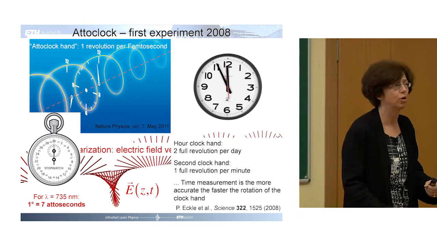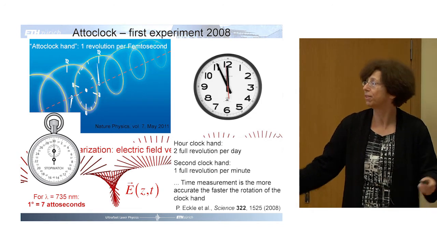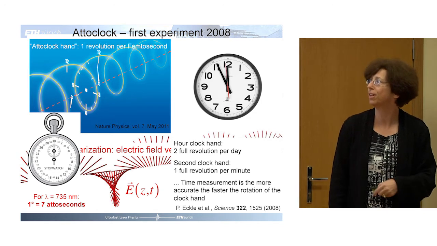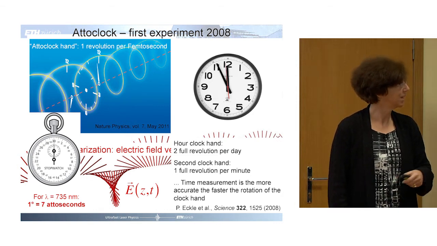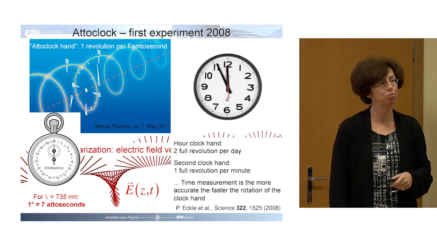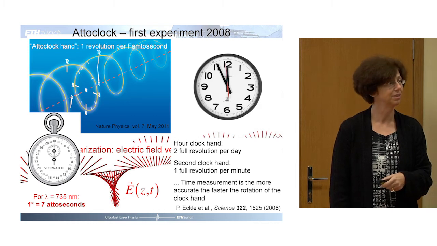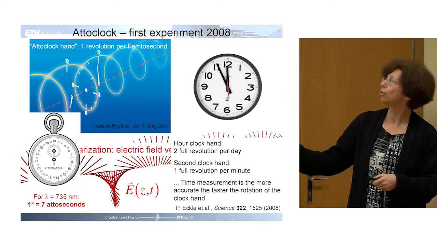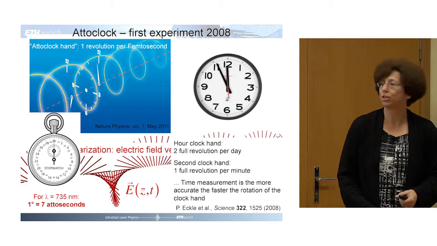So you have a stopwatch where basically 1 degree with a center wavelength of, for example, 735 nanometer gives you 7 attosecond time resolution. This is the most accurate measurement you can do. You can even do fraction of a degree measurement, right? So this is your clock. So, but then what do you measure?